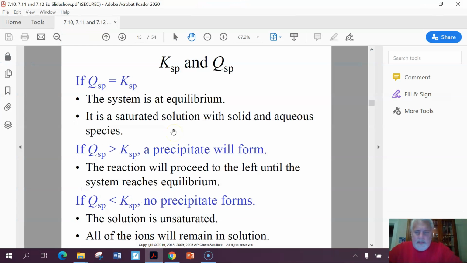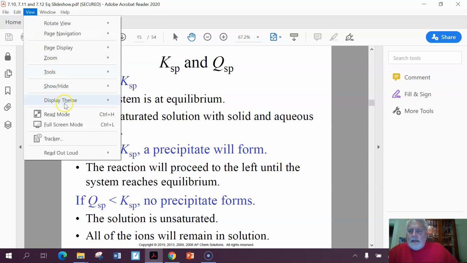Okay, now we are going to continue here with the 710 lecture. You remember where we left off. This should look familiar to you from when we talked about Q before. What we're going to do this time is just move ahead and do some problems that have to do with calculation of these KSP values or QSP at a given moment in time.